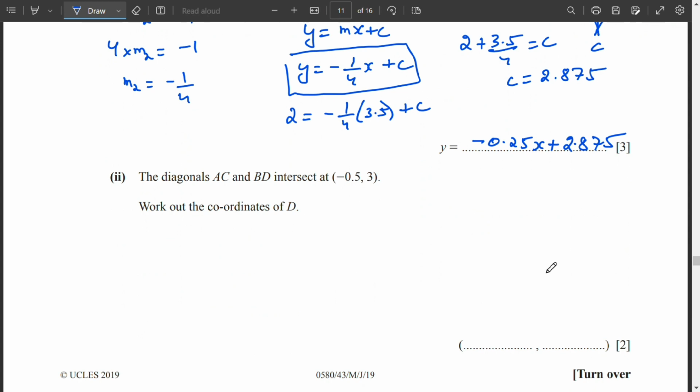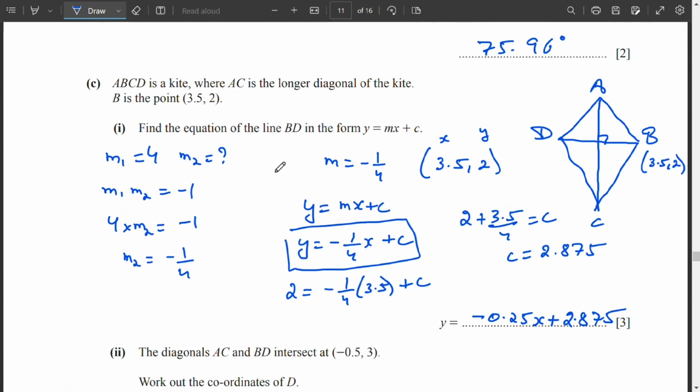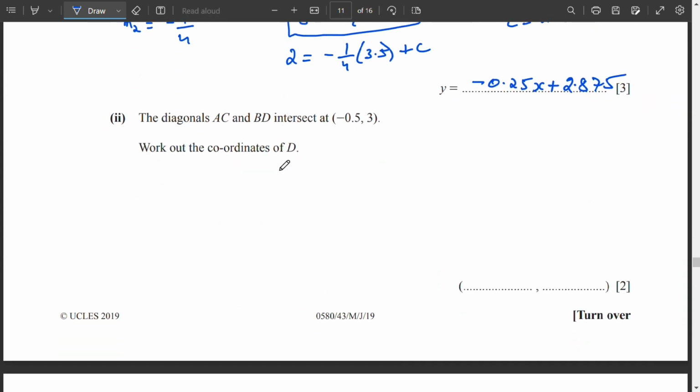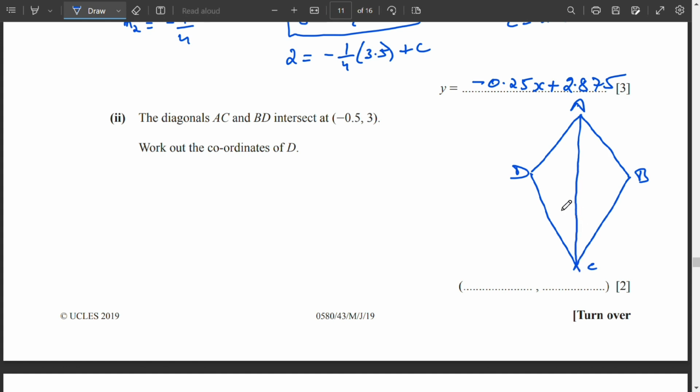Second, the diagonals AC and BD intersect at -0.5, 3. Work out the coordinates of D. So see, if this was our diagram, let's draw it over here. This is A, B, C, D. Join this. Okay. We have the coordinates of B as 3.5, 2.